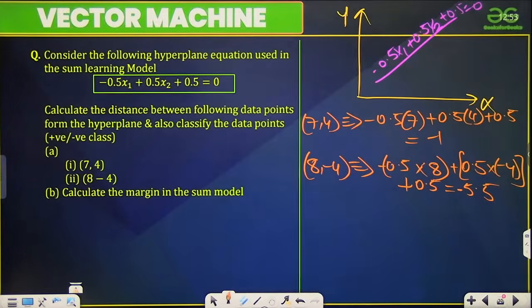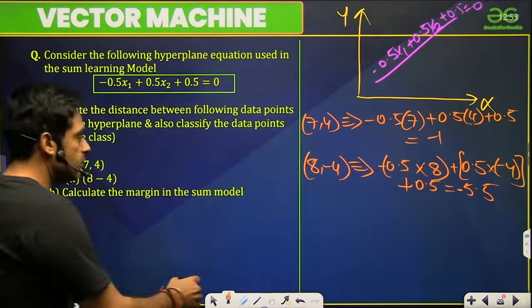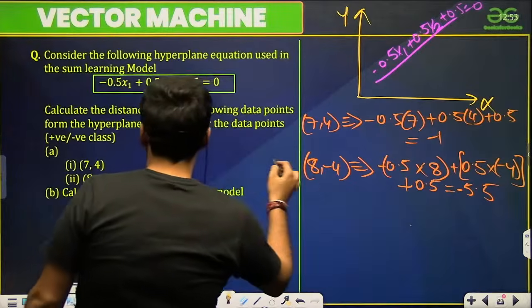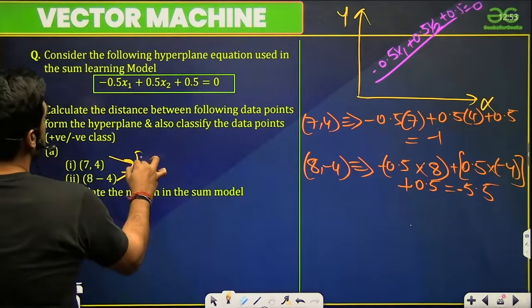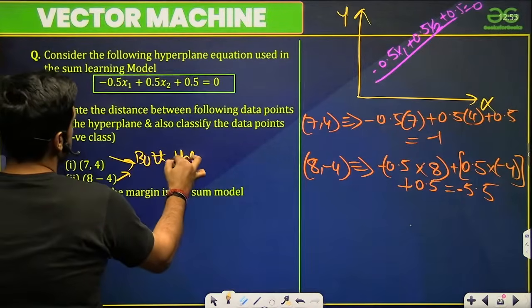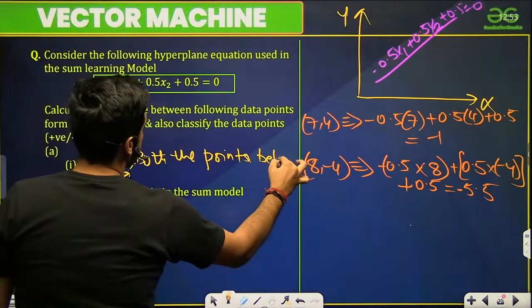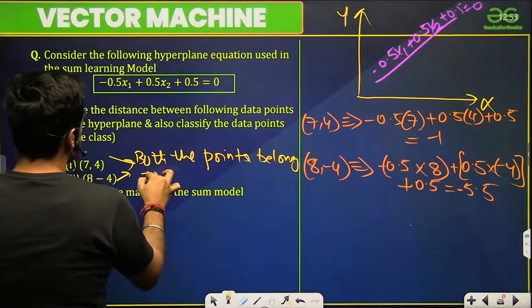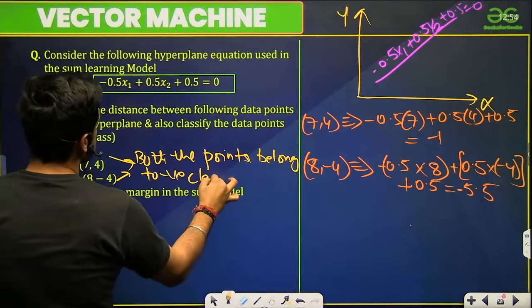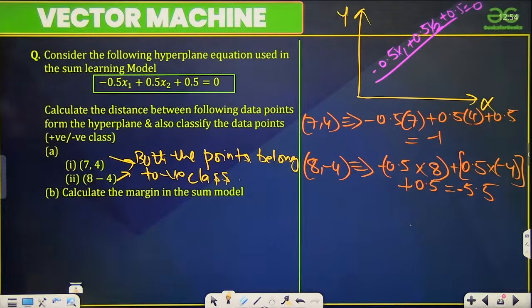So that means both the points, what does that mean? Both the points belong to the negative class. That means both the points belong to the same class, the negative class.